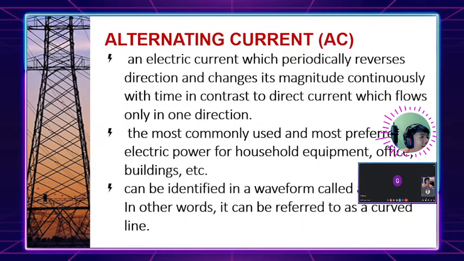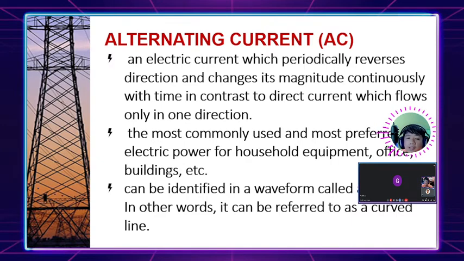So alternating current, class, or AC is an electrical current. Okay? So, again, alternating current is an electric current which periodically reverses direction and changes its magnitude continuously with time, in contrast to direct current which flows only in one direction.